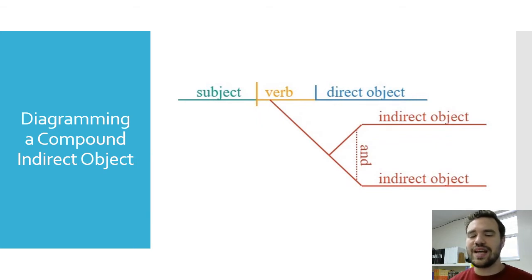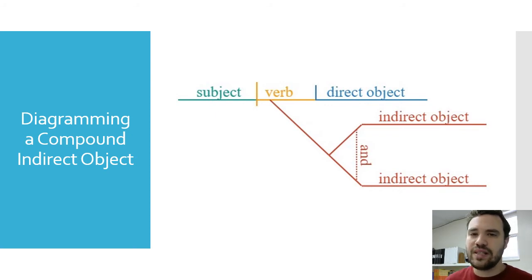So let's talk about diagramming a compound indirect object. What if there are two indirect objects? You're pretty familiar with compound by now, and the structure is very similar. So once again, we've got this rocket ship-shaped structure, which we use to show two indirect objects. We really use it in a diagram to show two of anything. If something is compound, this is the structure that we use.